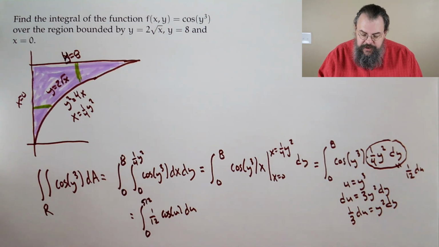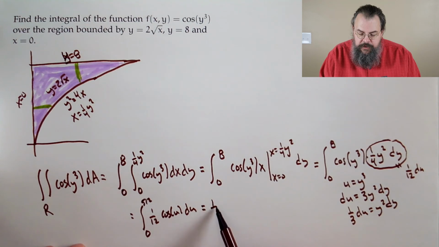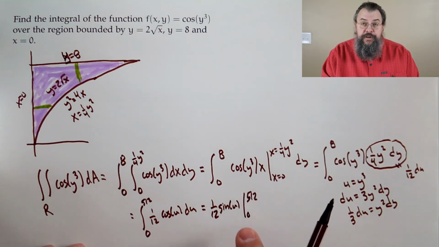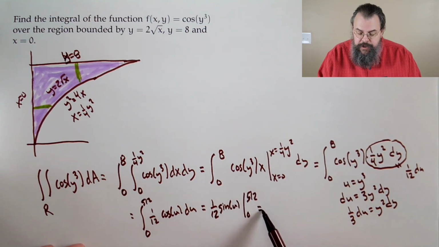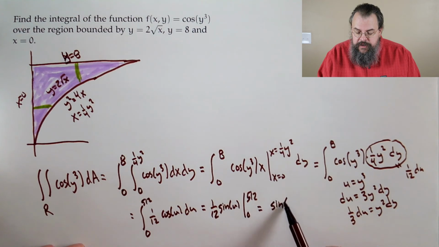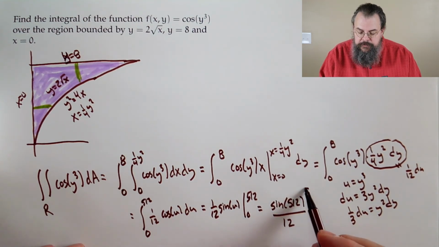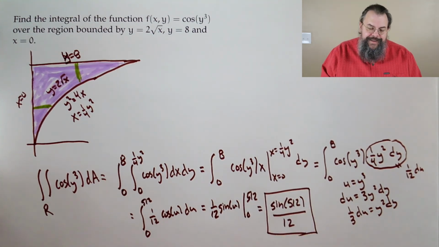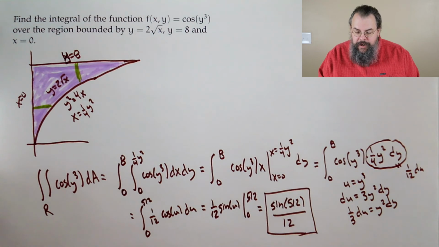Okay, so 0 to 512 cosine u. Great. That's 1/12 sine of u from 0 to 512. And if you plug in 0, you get 0. And so we end up with sine of 512 divided by 12. Done. And wow, what a crazy number.